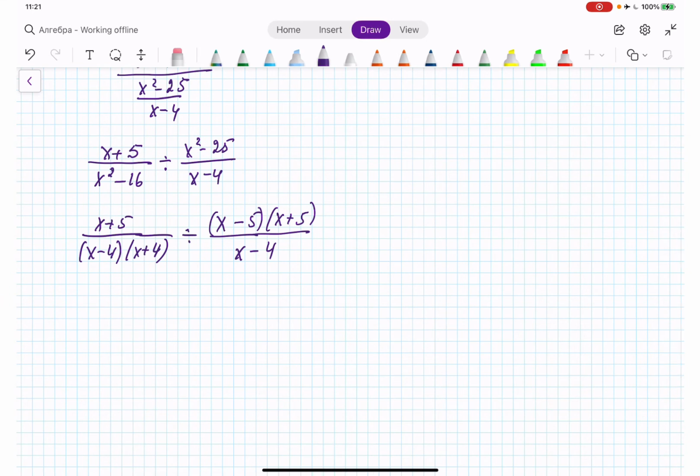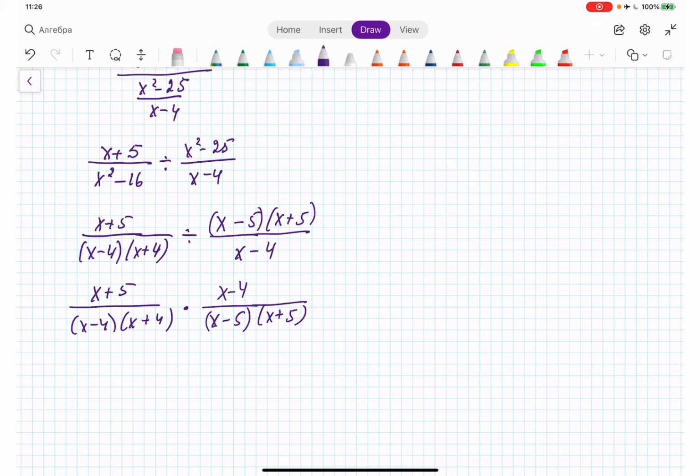From here, we are going to do division of two fractions, which means I'm going to flip the second fraction. Don't dare to touch the first one. If you flip the first fraction, it will take you straight to the woods and leave you there. Okay, let's now do the math. (x plus 5) over (x minus 4)(x plus 4). Since I'm flipping, it's going to be multiplication. (x minus 4) comes here, over (x minus 5) times (x plus 5).